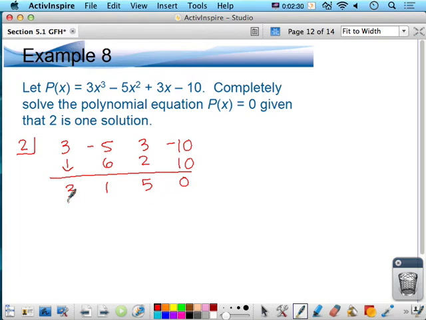This bottom row means that my answer is 3x squared plus 1x plus 5 with a remainder of 0. Make sense? That means that if I take this and multiply it by x minus 2 and add the remainder of 0 to it, what does it have to equal back to? P of x. It has to equal back to p of x.